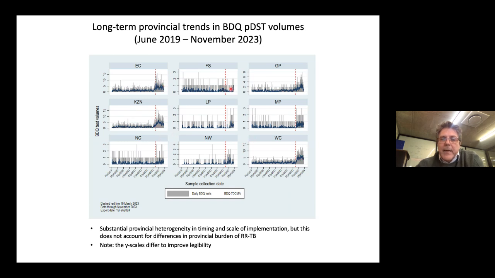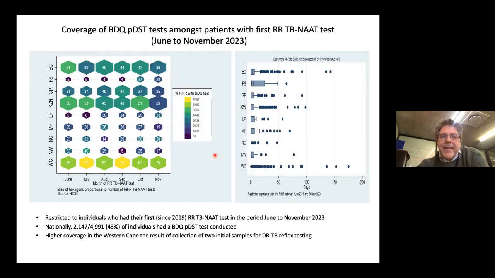Some provinces responded quite late. For example, in the Free State, you can see only a small increase perhaps towards the end of the data series. So quite a substantial provincial variability in the numbers of bedaquiline PDSTs conducted. But of course, that doesn't take into account the provincial burden of rifampicin-resistant TB, and so the absolute numbers are perhaps not that informative.